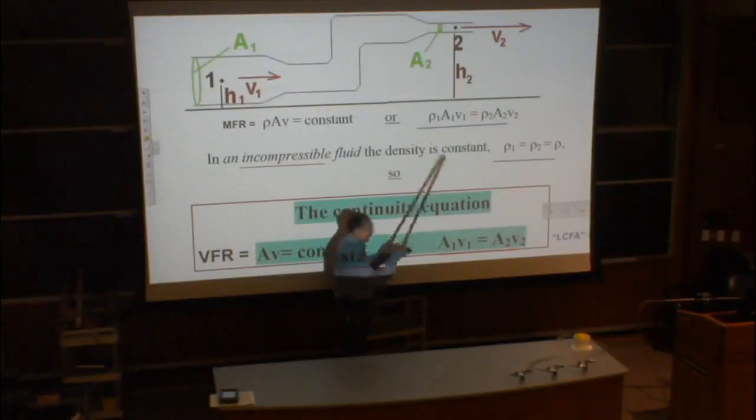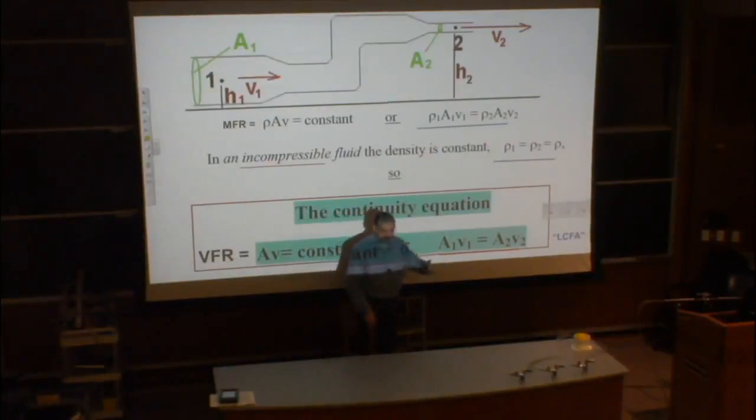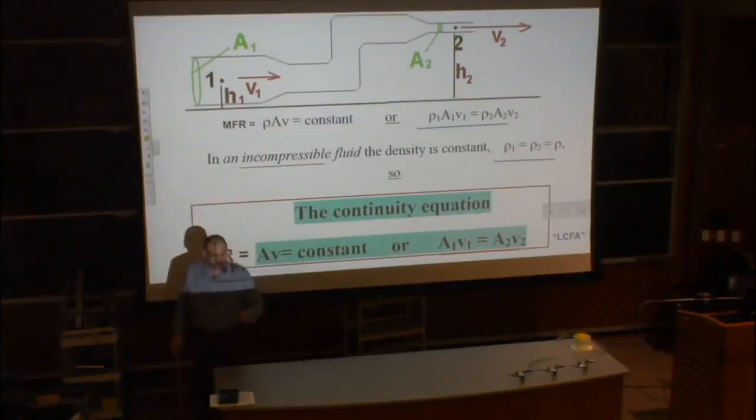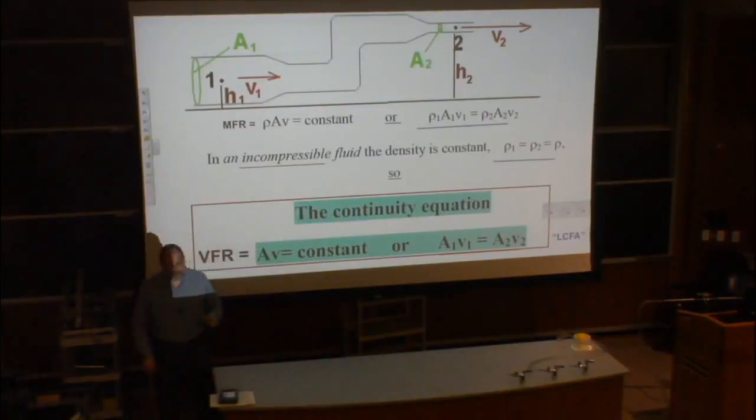Mass flow rate at the first point should be equal to the mass flow rate at any second point. And since density is the same, it gets canceled. This is the equation we call the continuity equation. And this product tells us how many cubic meters per second travel in the pipe. That's why we call it a volume flow rate.